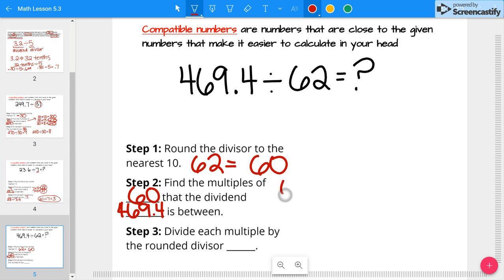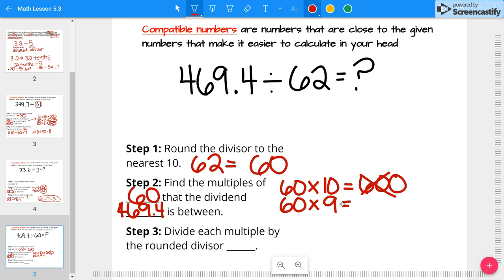So I'm going to start multiplying. I'm going to try 60 times 10. Well, that equals 600, because 6 times 1 is 6 and then add 2 zeros. That's way too big for 469. So now I'm going to go down. 60 times 9. I know 6 times 9 is 54, and then I can add a 0, 540. Okay, it still seems a little too big.